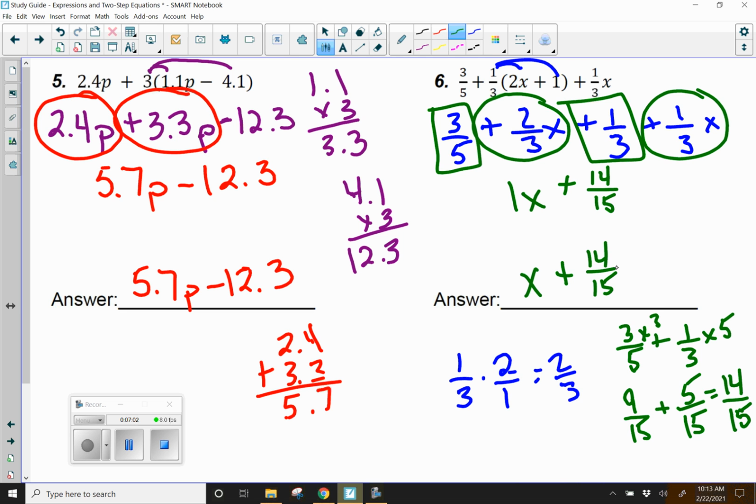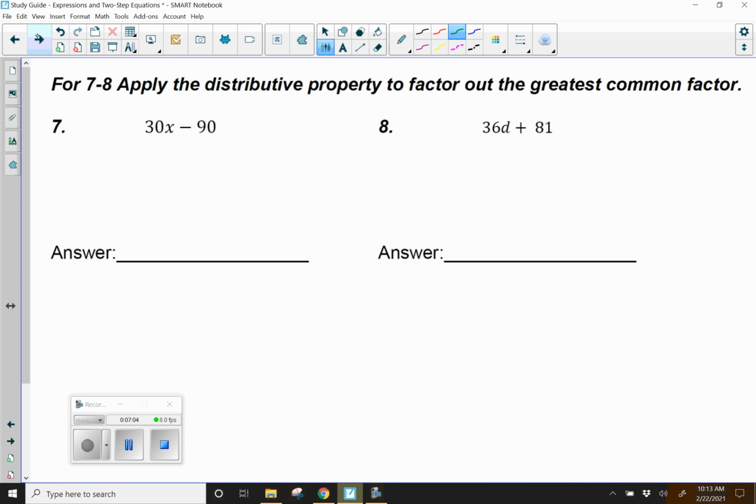Okay, let's move on to the second page. These were your distributive property problems where you had to factor out your greatest common factor. So remember, with these, we want to look for the GCF between 30 and 90, which in this case is 30. So that goes outside your parentheses, and then we divide both terms by 30. 30x divided by 30 leaves me with 1x, or just x by itself. Subtraction stays the same, and 90 divided by 30 gives us 3.